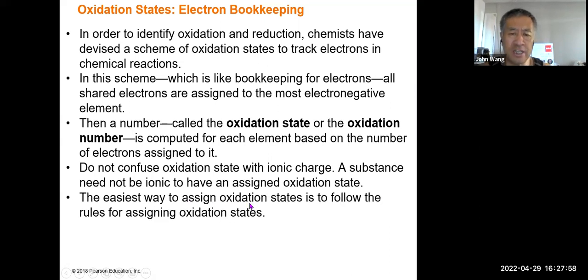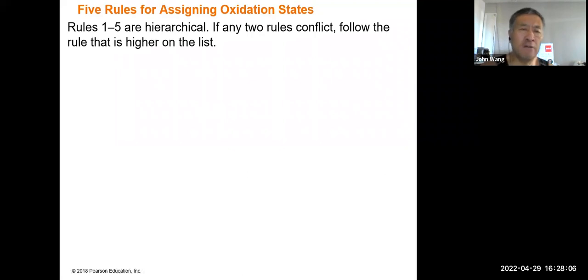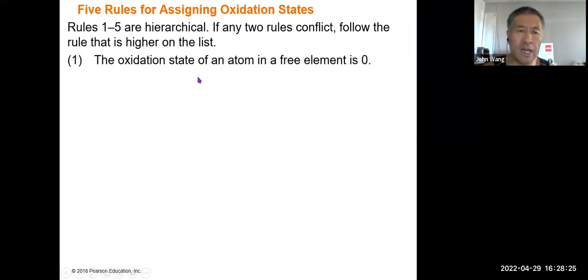The easiest way to assign oxidation states is to follow the rules for assigning oxidation states. There are 5 rules, and rules 1, 2, 3, 4, 5 are hierarchical. If any rules conflict, follow the rule that is higher on the list. Higher means the number is smaller, so rule 1 has the highest priority. Rule 1 refers to the free element. It says the oxidation state of an atom in a free element is 0.